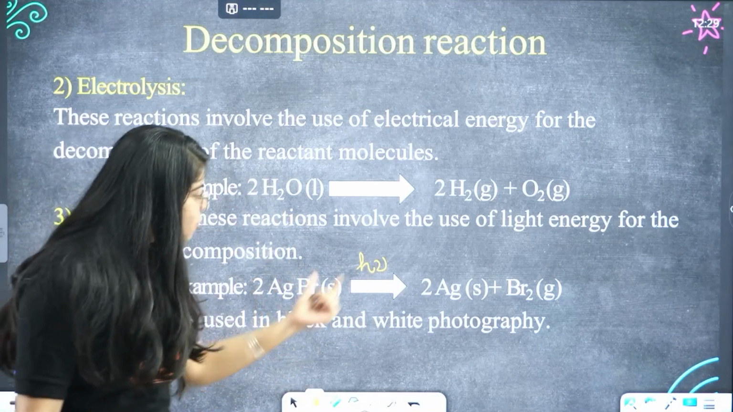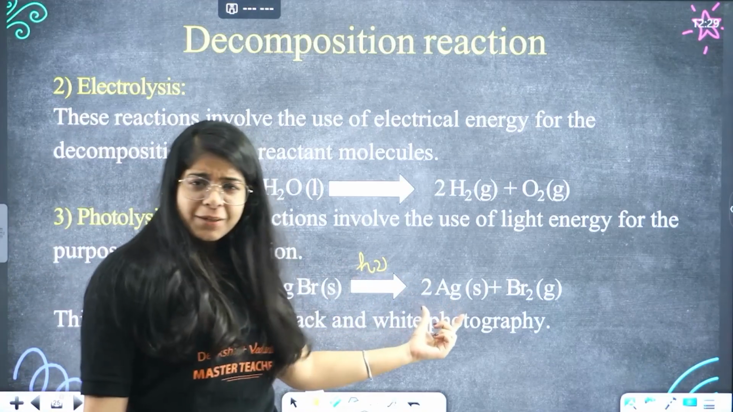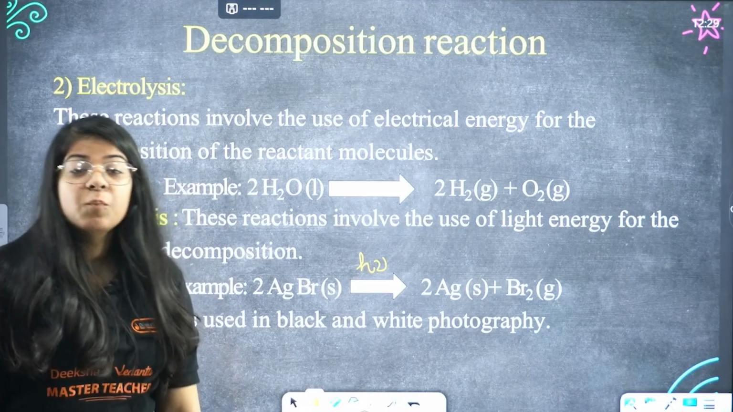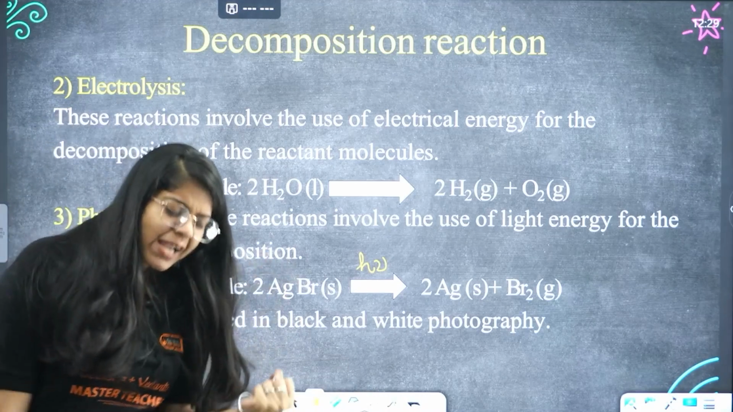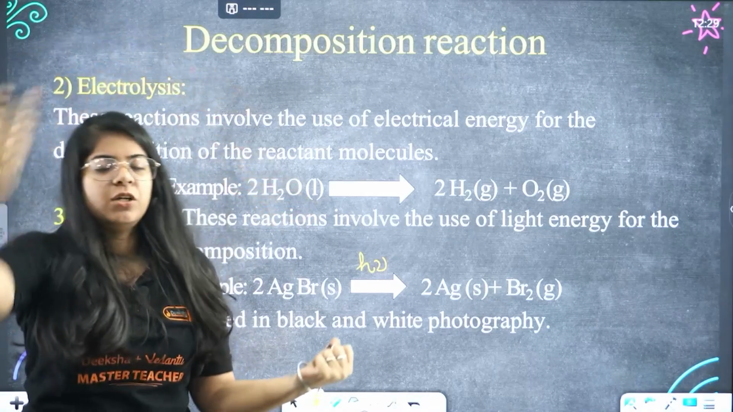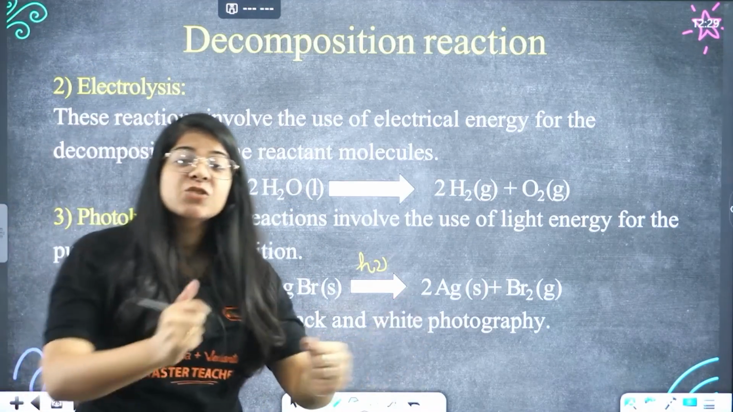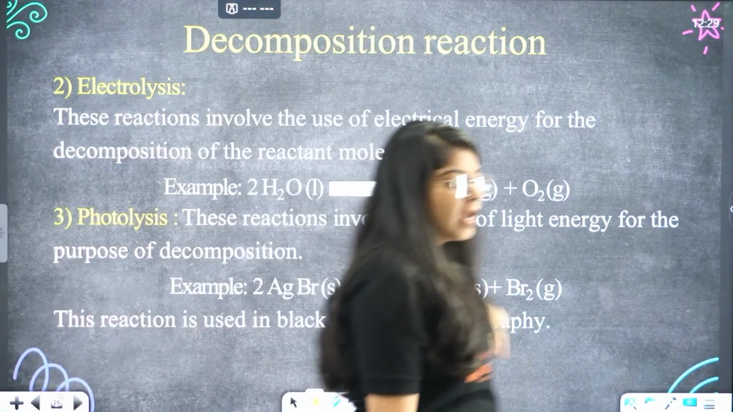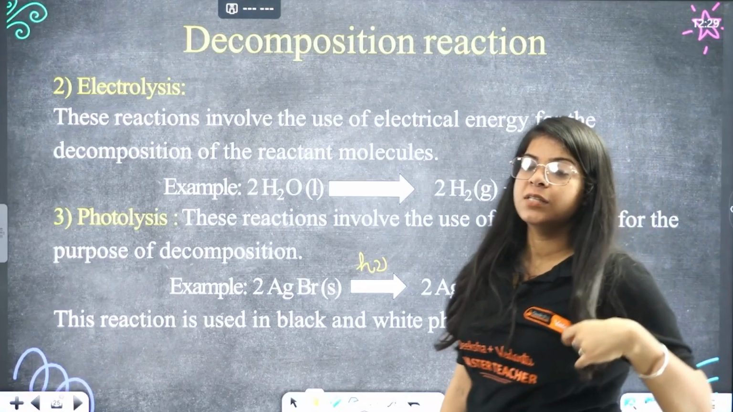So whenever AgBr hits the sunlight, it breaks into silver and bromine. 2AgBr gives 2Ag plus Br2. It breaks into silver and bromine, silver bromide. When light is put on it, it breaks into silver and bromine. Understood? And that is why it is used in black and white photography. It is used in black and white photography, this reaction.